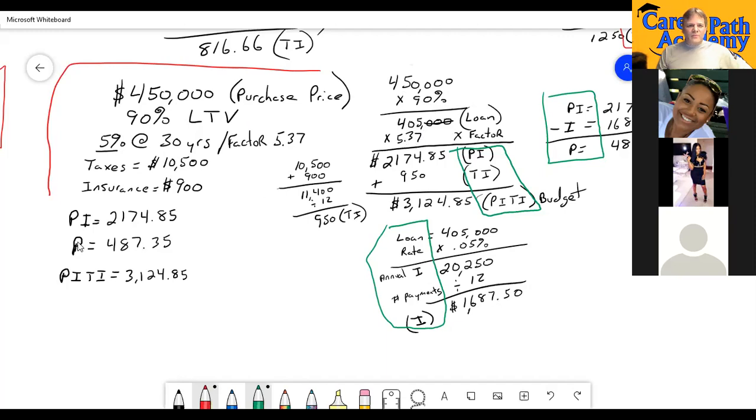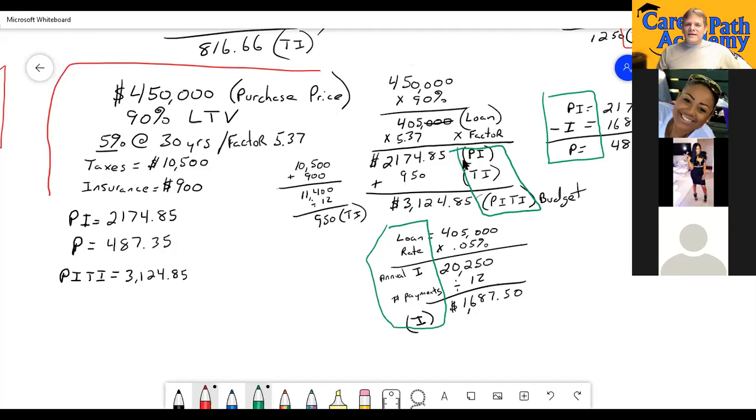And the monthly principal and interest payment is figured off of the loan amount, not the purchase price. So 405 times 5.37, the factor, would give you a PI of 2174.85. Is that what a lot of you screwed up on, the LTV being off? Yeah, I know. I forgot to compute it. I just totally ignored that number. Yeah, you can't do that.